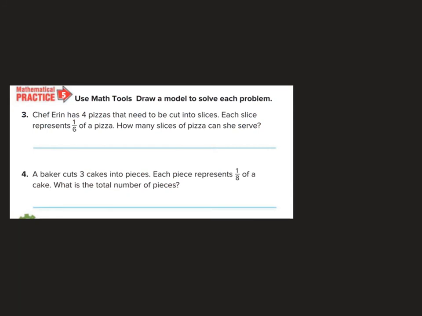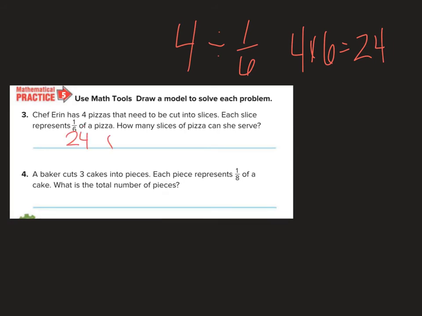Chef Erin has 4 pizzas. She needs to divide them into slices, and each slice is going to be 1/6. Okay, so when I'm dividing 4 into sixths, really I'm doing 4 times 6, so I would get 24. So there's 24 slices, right?